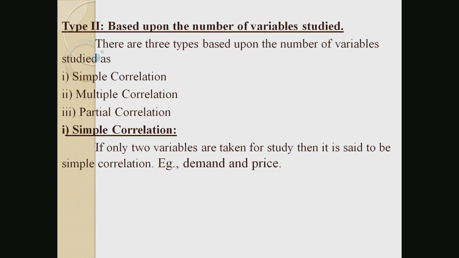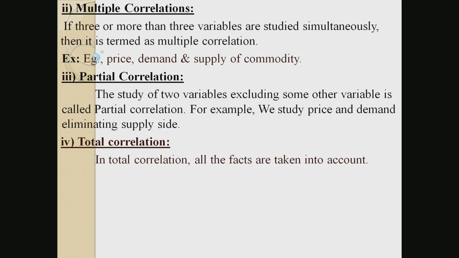The next one is simple correlation. When we study only two variables, we call it a simple correlation. If we study more than two variables simultaneously, we call it a multiple correlation. Partial correlation. The study of two variables excluding some other variable is called partial correlation. For example, we study price and demand eliminating the supply side. In total correlation, all the facts are taken into account.